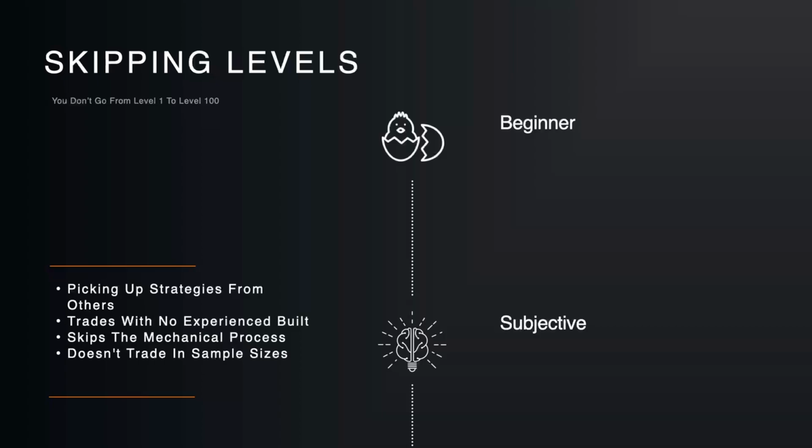The first one is picking up strategies from others. I have an unpopular opinion here. You should build your own strategy. Or if you're going to use someone else's strategy, you should definitely still go through the mechanical phase of trading. Here's what I mean by that. When you pick up a strategy from someone else, let's say I went on YouTube and picked up a YouTuber's strategy on supply and demand. You'll notice no YouTuber has the same strategy. Every strategy has their own little twist.